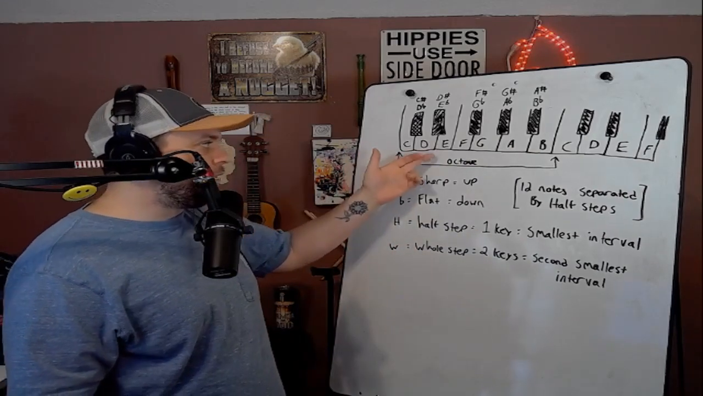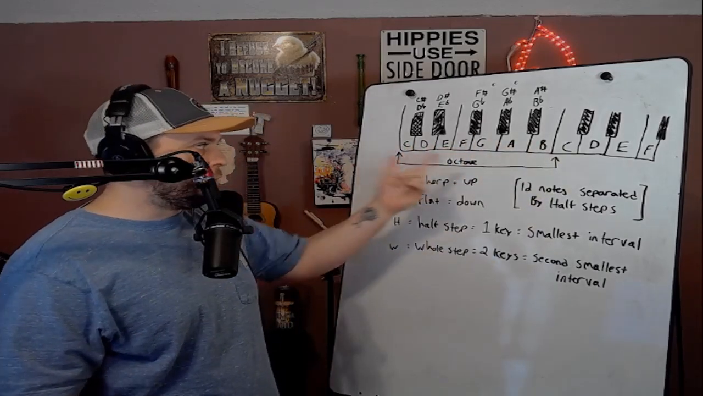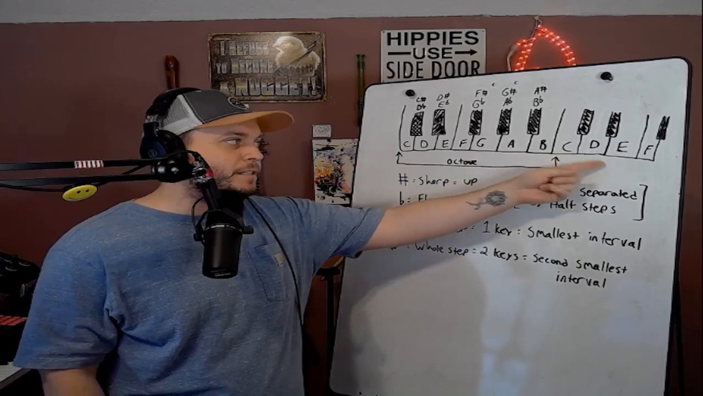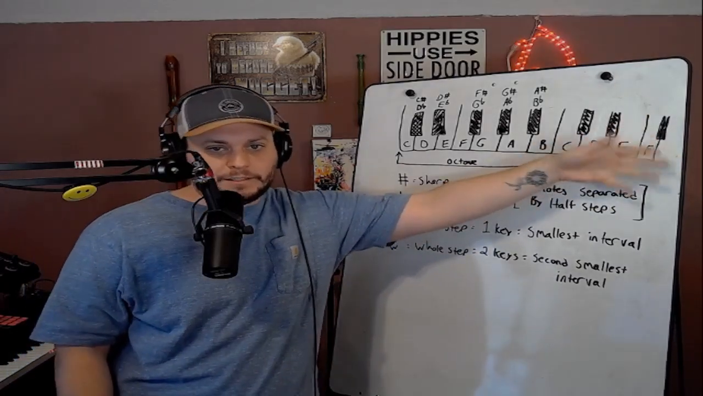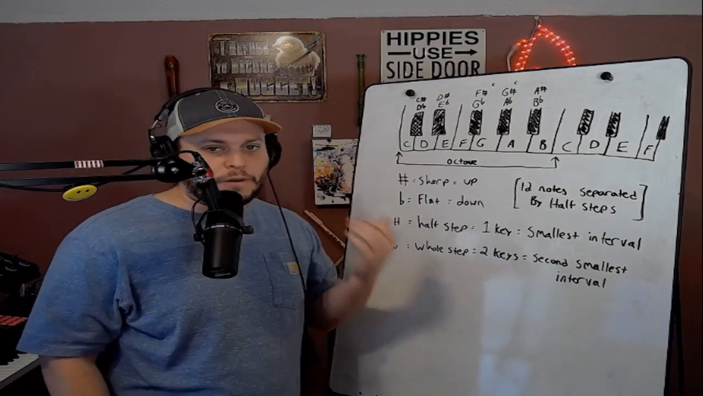So you've got C, D, E, F, G, A, B, and then it goes back to C. Or if you were to start on A, B, C, D, E, F, G. But yeah, it's one pattern that repeats itself over and over.